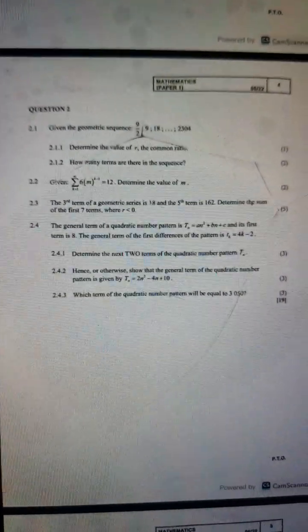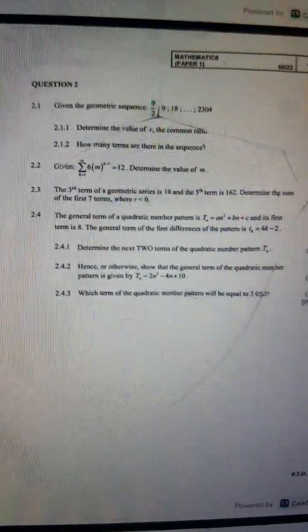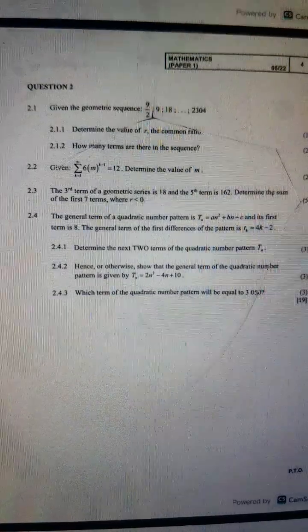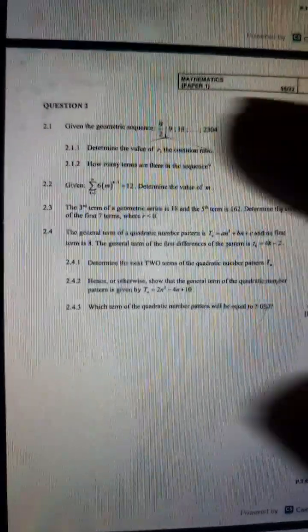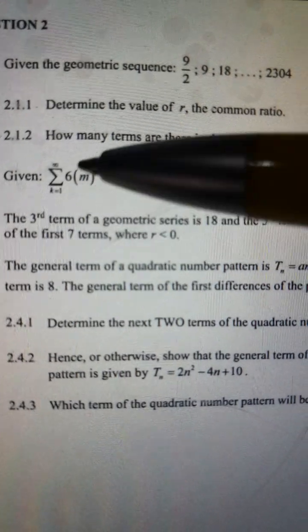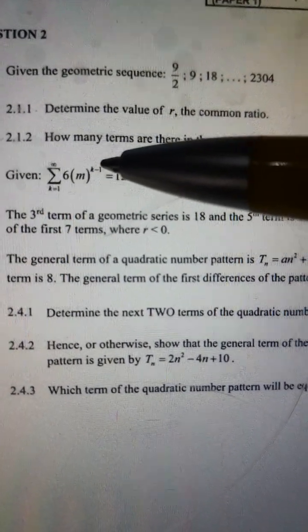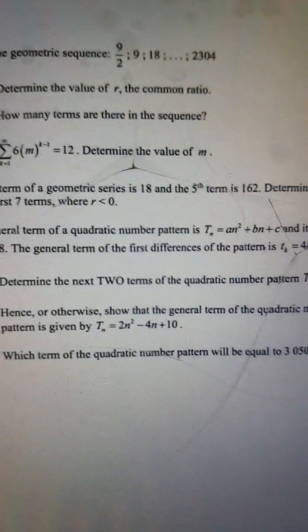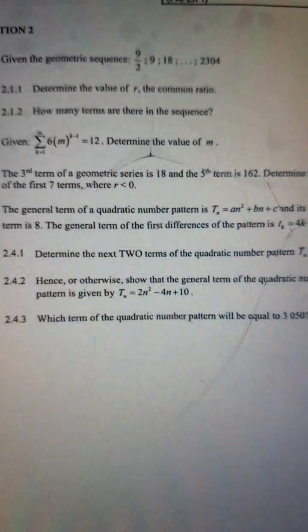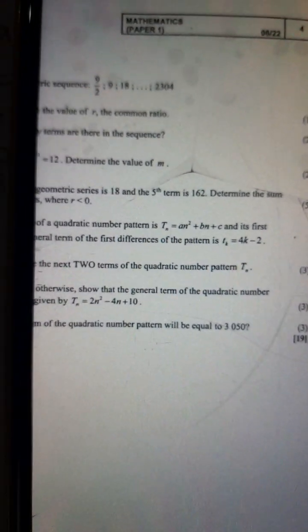So let's go to 2.2. At 2.2, we are given the sum from k equals 1, where our starting point is k equals 1, of 6 times m to the power of k minus 1, which is equal to 12. Determine the value of m. How many marks is that? That's 2 marks, right? So let's put that into practice.